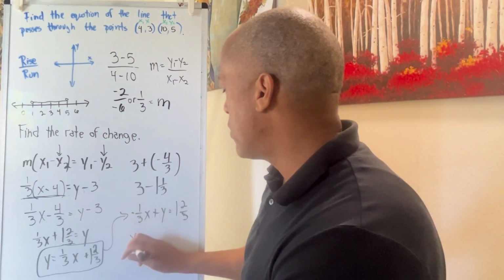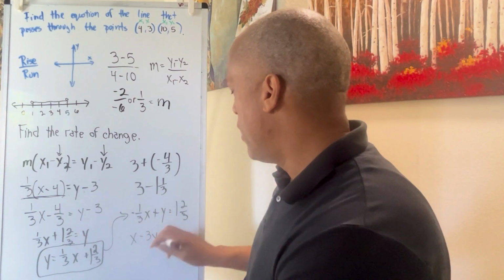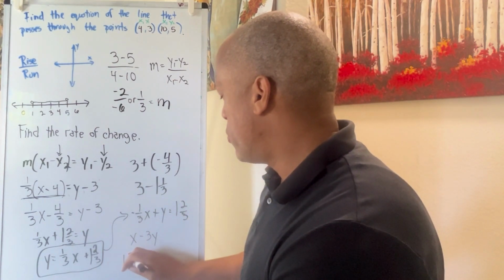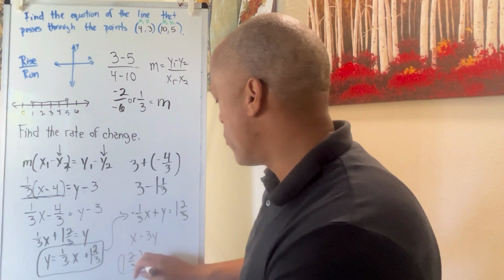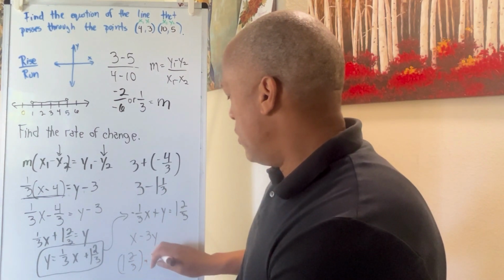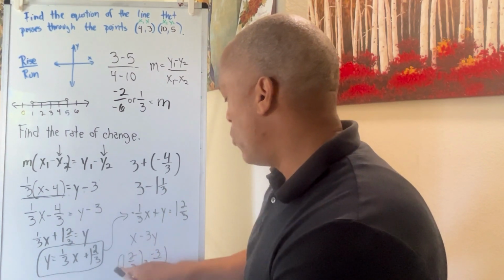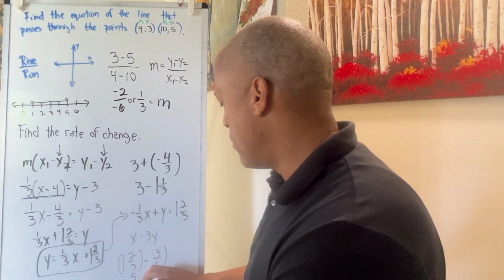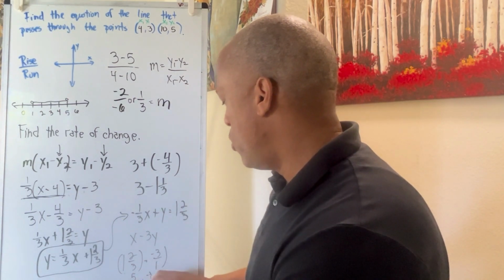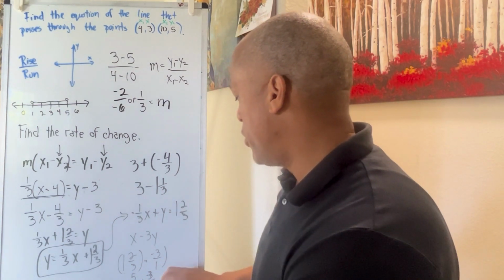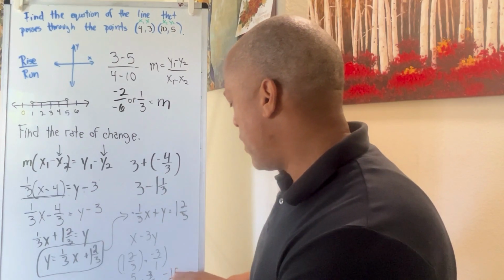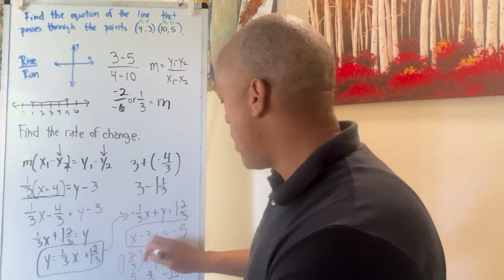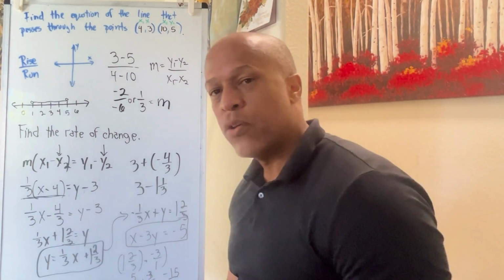That gives me an x minus 3y. And then what would this one be? 1 2/3 times -3. We'll put this over 1. We'll change this to an improper fraction. So we'll have 5/3 times -3 over 1, which in fact will give me a -15 divided by 3, a -5. So here is my equation in standard form.